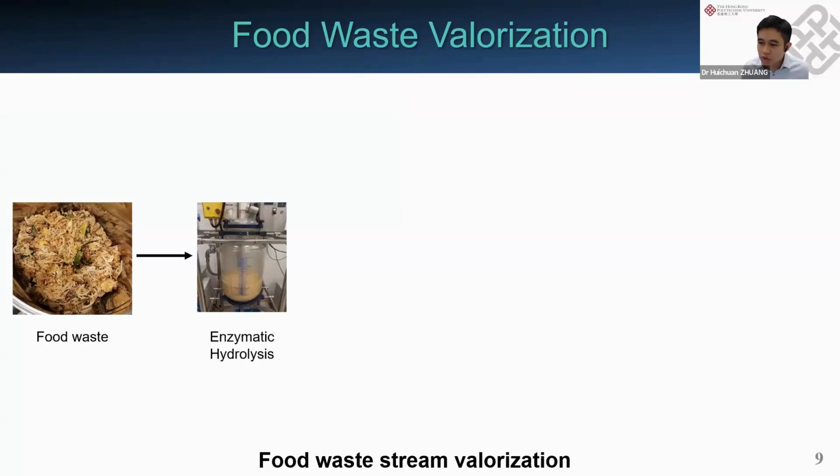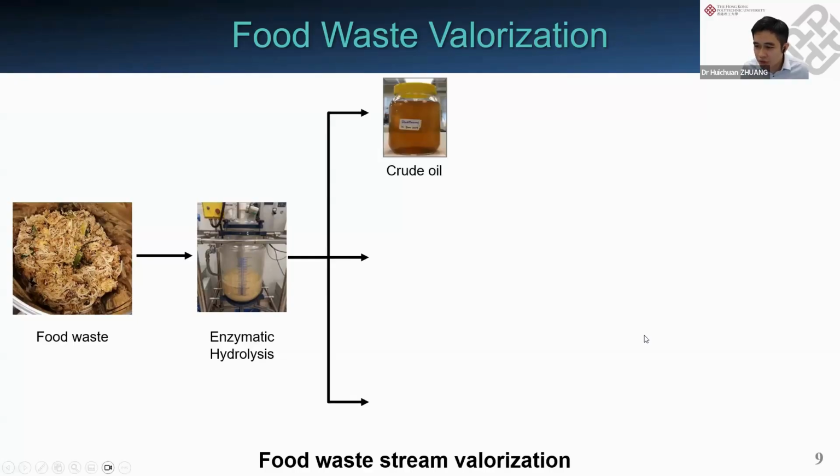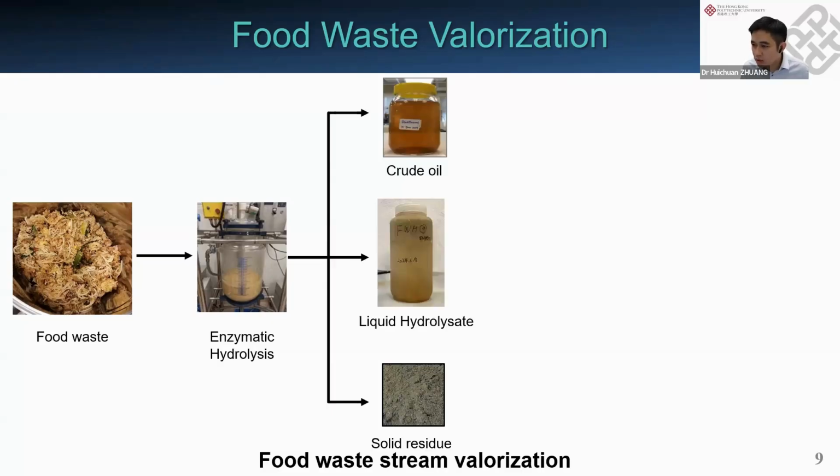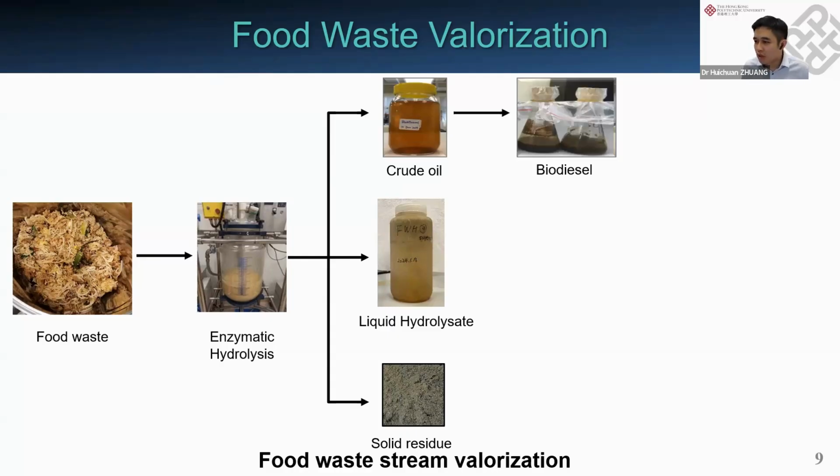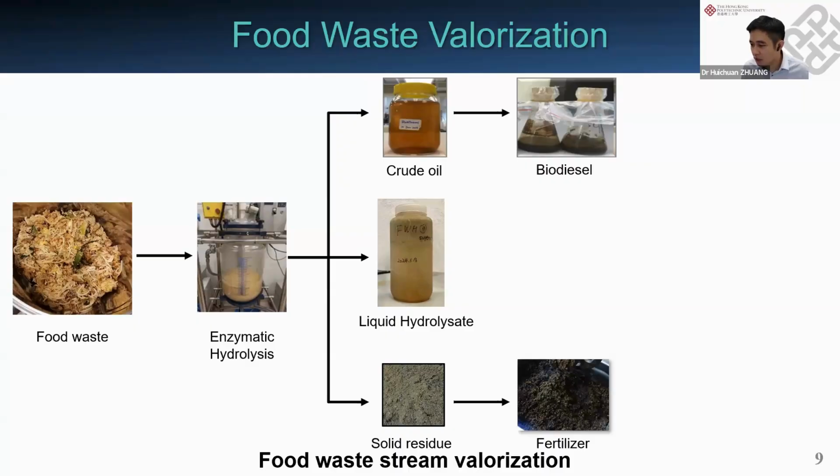We propose to use enzymatic hydrolysis first to rapidly convert the food waste into three parts: the crude oil, liquid hydrolysate, and solid residue. For the crude oil, we can convert it further into biodiesel, an environmentally friendly fuel. The solid residue can be converted by the composting process to make organic fertilizer, which also benefits our society and our environment.